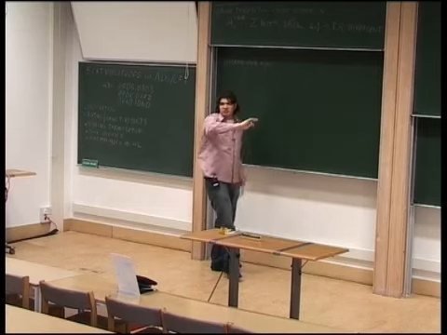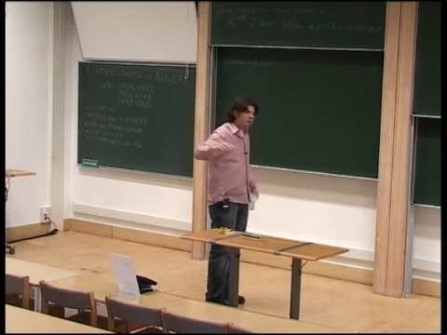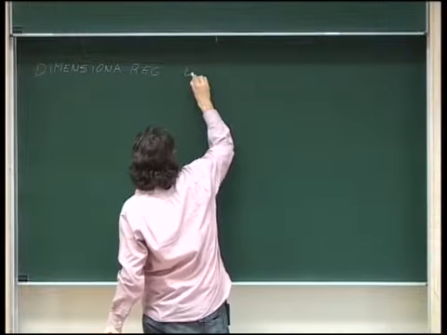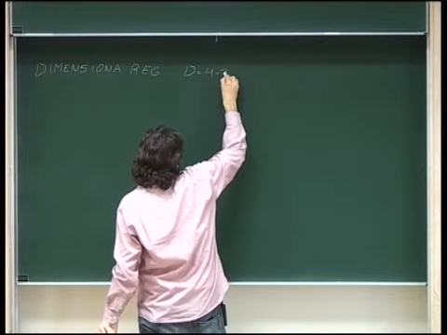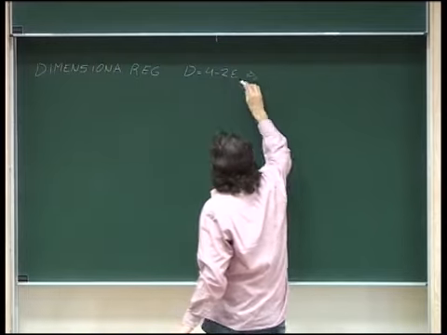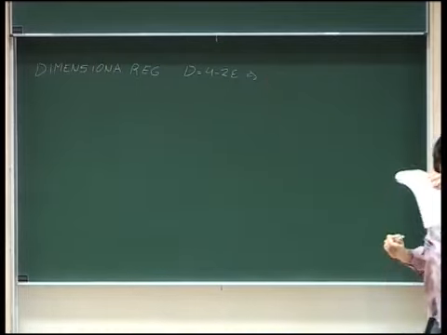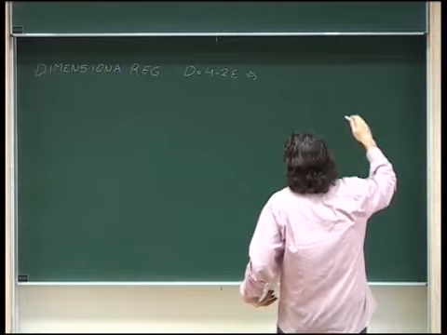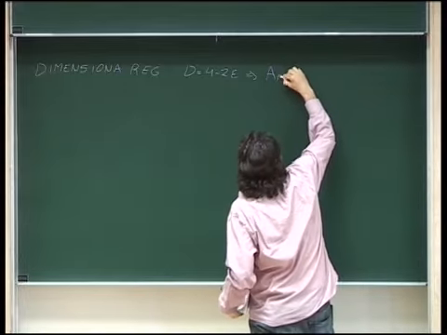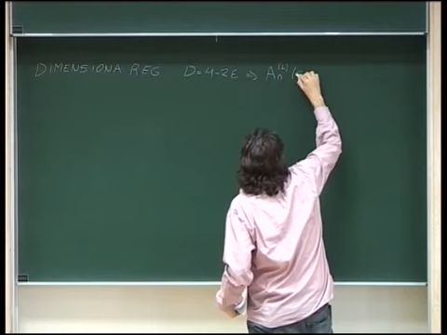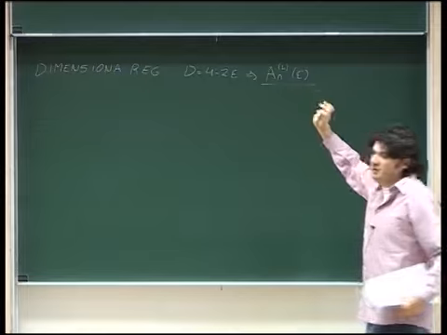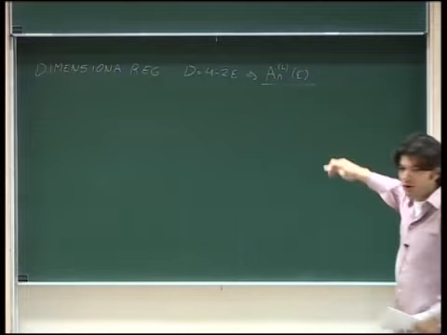In which you consider the theory not in 4 dimensions, but in 4 minus 2 epsilon dimensions. Then these amplitudes will depend explicitly on this parameter epsilon. So this is the quantity that they talk about.